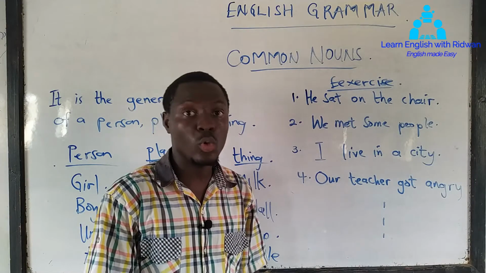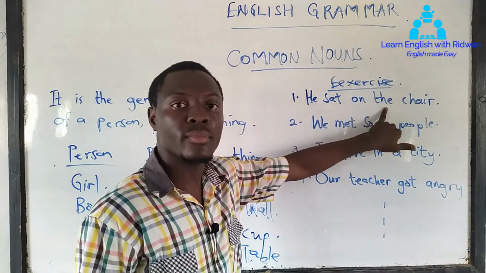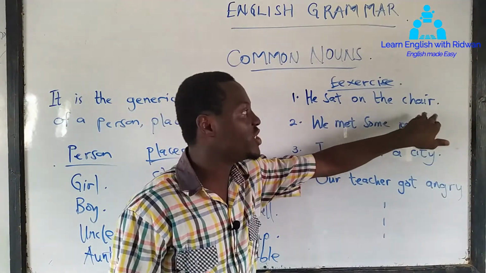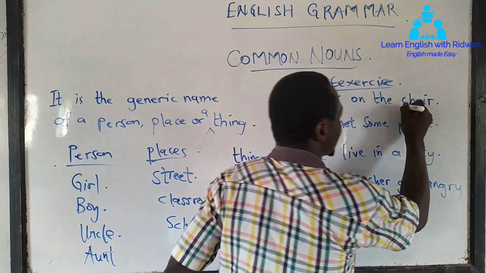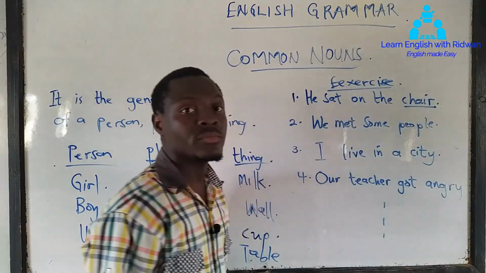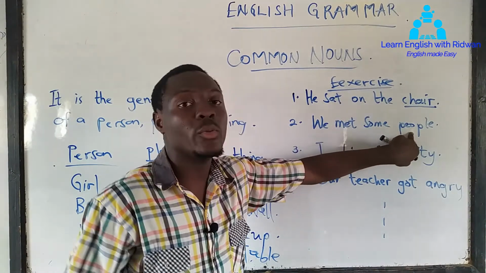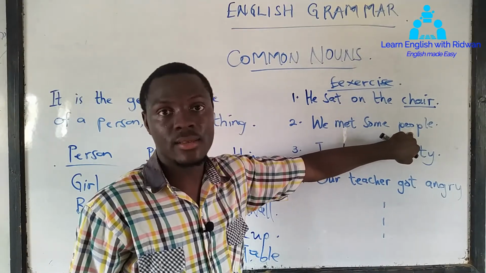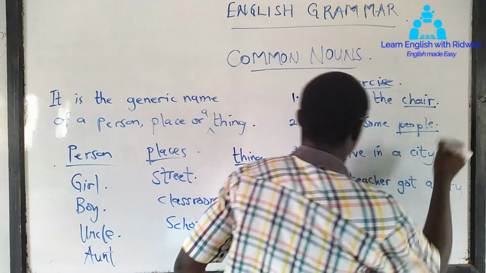If we take one, we say he sat on the chair. So here we can see that chair is a thing. So we have to what? Underline chair, because it's an example of a common noun. We met some people. People here, we don't know which people you met. So therefore, people is a common noun.